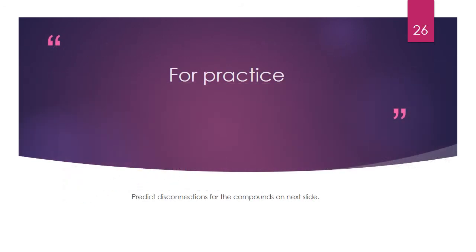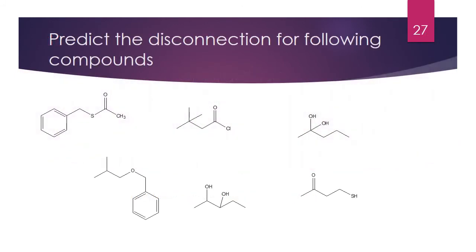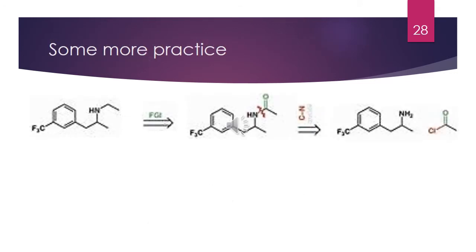For practice, you have to predict the disconnection. These are different compounds given, and by seeing these disconnections, you have to predict how you are going to make these compounds. So far we have discussed a number of retrosyntheses in which we had to disconnect the carbon-X bond, and we discussed different X, whether the X may be oxygen, sulfur, or some halogen, etc. I hope that you will be able to solve the previous exercise.